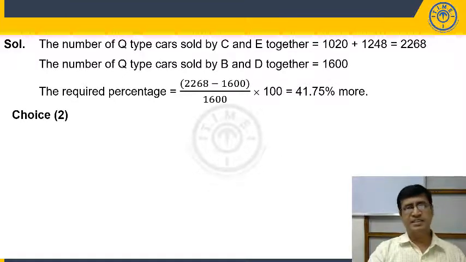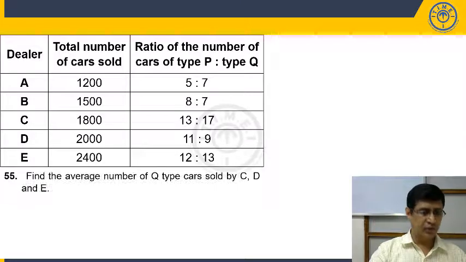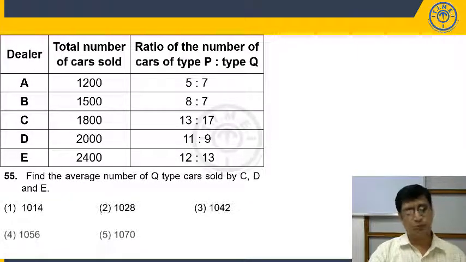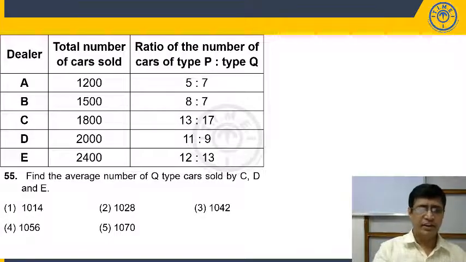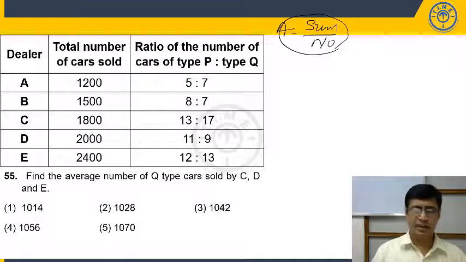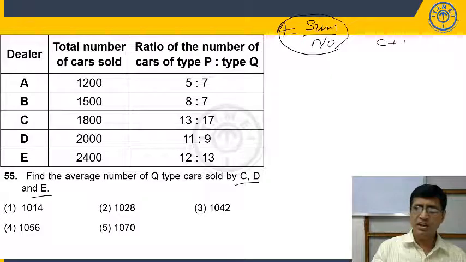Now look at the next example on your screen. That is question number 55 along with the options. Find the average number of Q type cards sold by C, D, E. Average we need to find. Average means sum of the quantities by number of the quantities. Sum of the observations by number of observations is the value of the average. So what do we need to find? The Q type cards sold by C, D and E. So for C, D and E, the average means number 3.